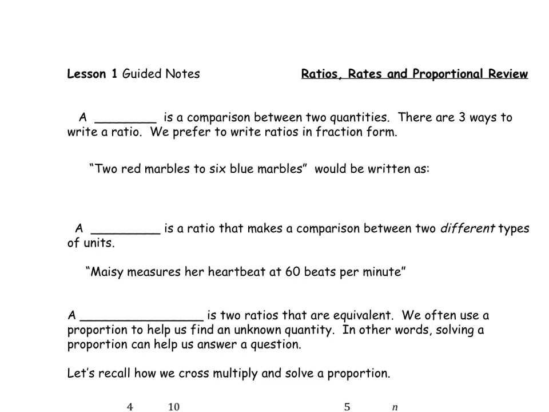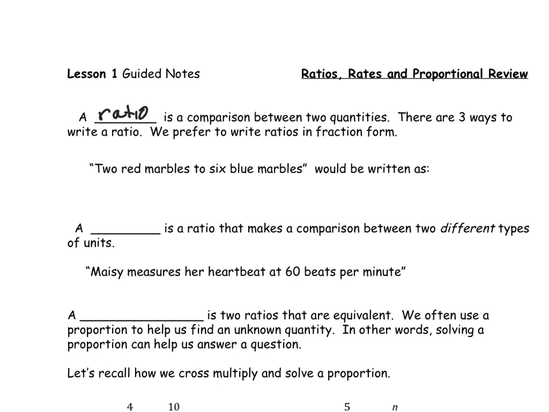So let's get started. This first sentence says a blank is a comparison between two quantities. There are 3 ways to write a ratio. We prefer to write ratios in fraction form. So you may have guessed already that what we need to write here is ratio. And it is true that we prefer to write it in fraction form.